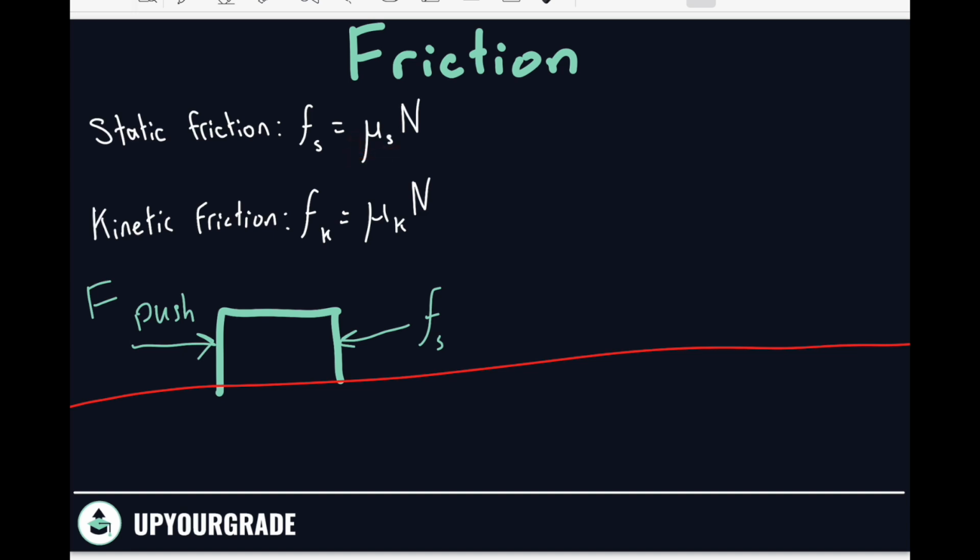That's just a constant that depends on the actual surface. So a rougher surface, for example, would have a higher coefficient of static friction, and a smoother surface like ice might have a lower coefficient of static friction. So let's take an example here.